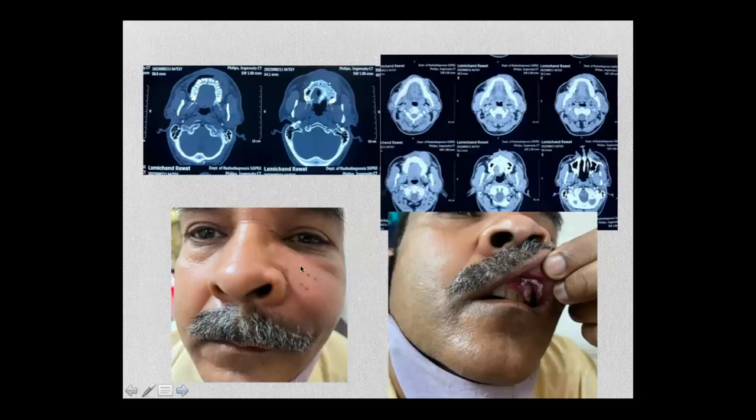So this is a case of a maxillary cancer. Here you can see that there is some skin swelling. We can see that there is an ulcer on the upper alveolus. And in the CT scan, we require both soft tissue and bone windows, because the bone window shows the bony erosion. You can see the subtle bony erosion here if you compare the right side and the left side, and there is a soft tissue swelling here.